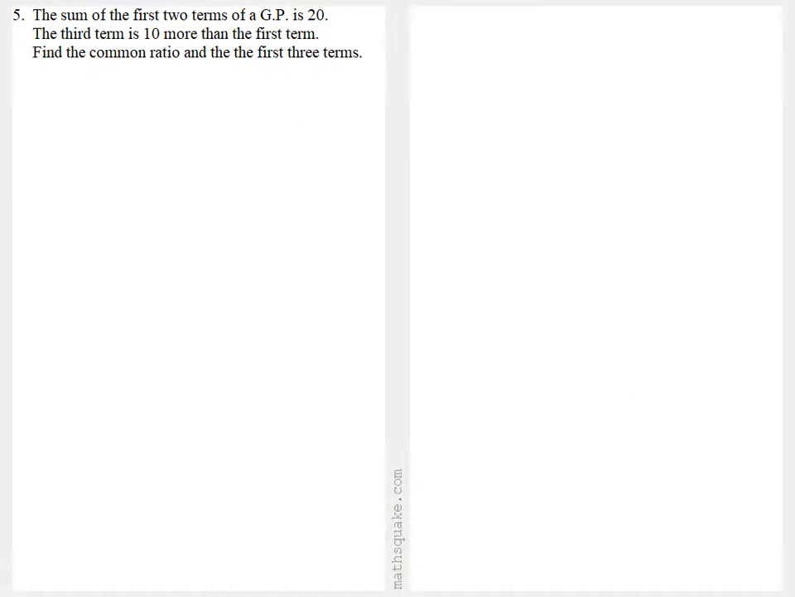In question 5, we're told the sum of the first two terms of a GP is 20. The third term is 10 more than the first term. Find the common ratio and the first three terms. Well, to solve this, we've got t1 plus t2 is 20, and t3 is equal to t1 plus 10.